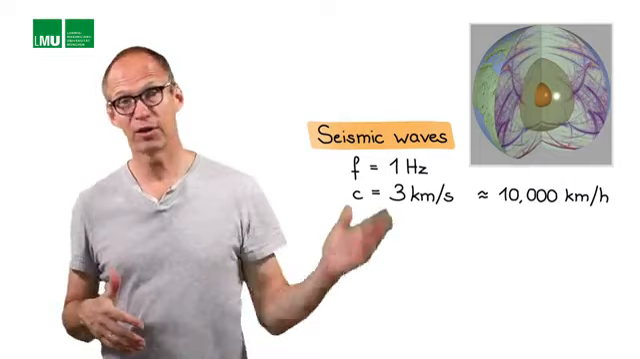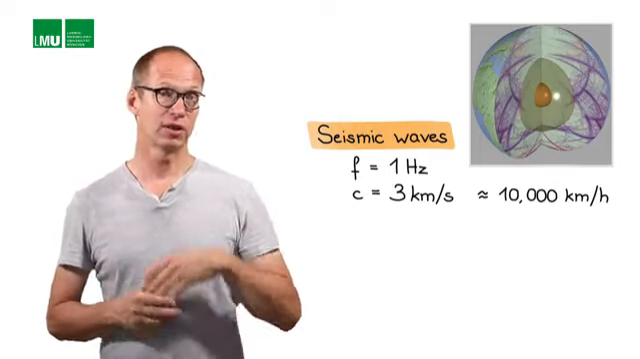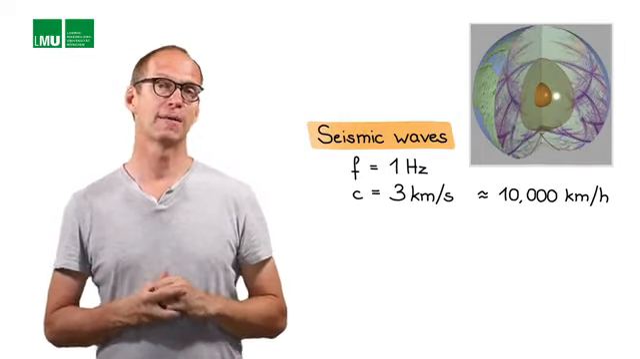Think about what that means. That means actually this is about 10,000 kilometers per hour, which is actually quite fast. That's about the speed with which satellites go around the Earth or rockets go to planetary objects.